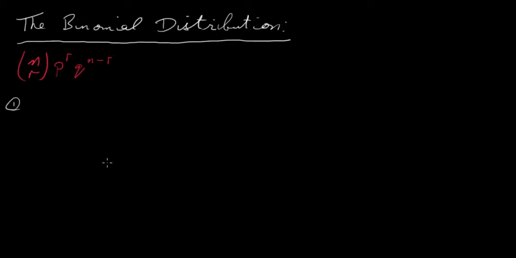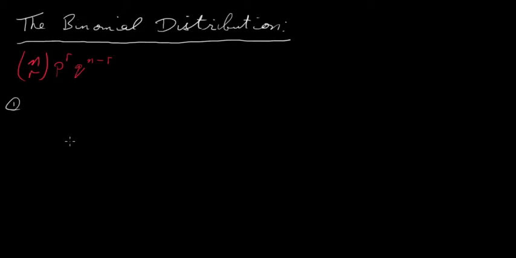Okay, so in this video I'm going to look at the binomial distribution again. I'm going to look at this particular formula which we've been using in a previous video. So we've got n number of experiments or n number of trials. R is the number of successes, P is the probability of success, and Q is the probability of failure.